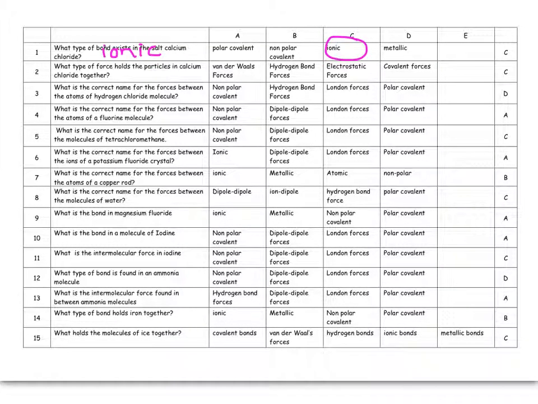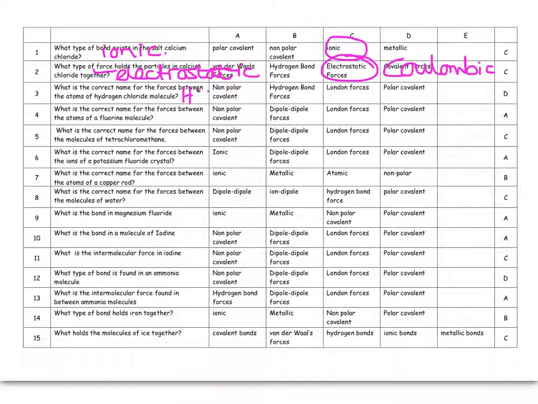What type of force holds the particles in calcium chloride together? An ionic bond is held together either by ionic forces or electrostatic forces, because electrostatic just means that it is an attraction between positive and negative, or another word is Coulombic forces. All of those mean the same thing, an attraction between positive and negative. So it's C again.